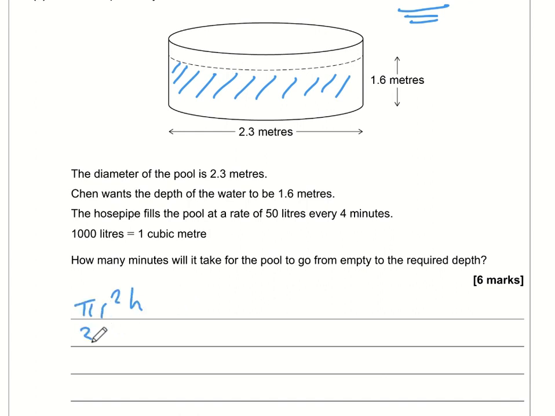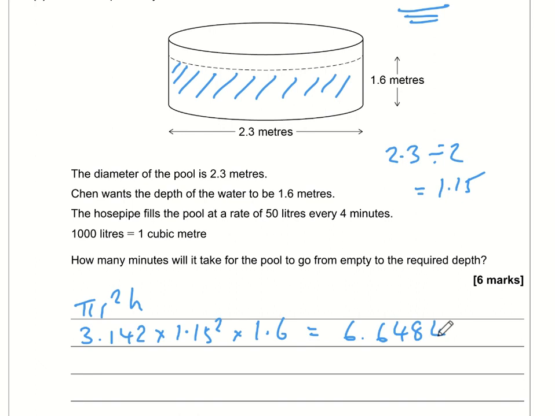So that is going to be 3.142 multiplied by the radius. Now the radius is half of 2.3. 2.3 divided by 2 is 1.15, so times 1.15 squared multiplied by the height, which is 1.6, and that comes to 6.648472 cubic meters.